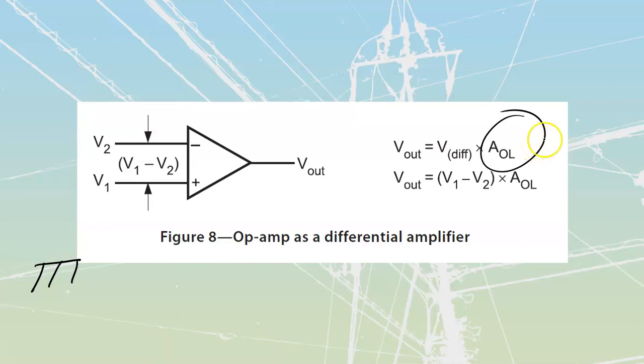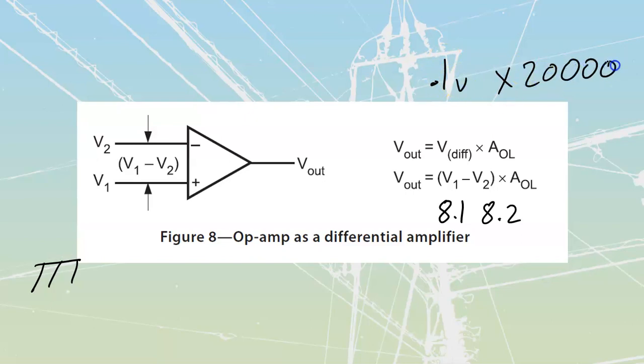Going back to this over here, AOL is going to be my amplification open loop, and all I'm going to do is find the difference between my volts. If this one over here is at 8.1, and this one over here is at 8.2, I'm going to see the difference between those two, and then send that difference through my amplification. Now, if I'm going 200,000 times, that means I've got 0.1 of a volt multiplied by 200,000, which would mean that it is going to try to go all the way up to 20,000 volts.